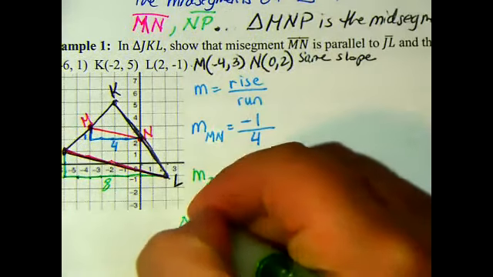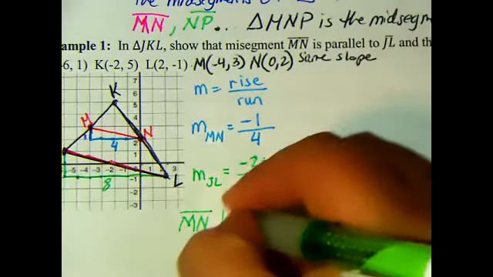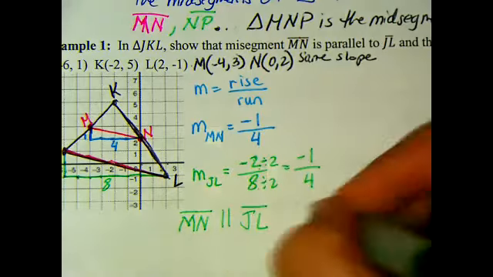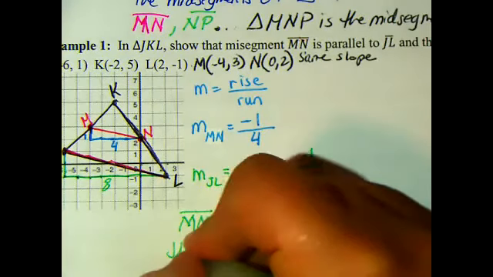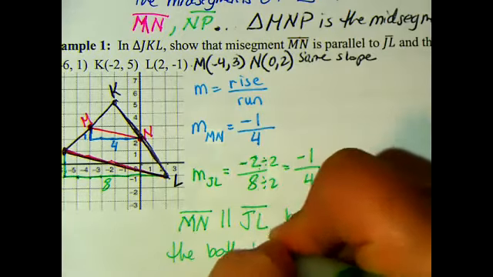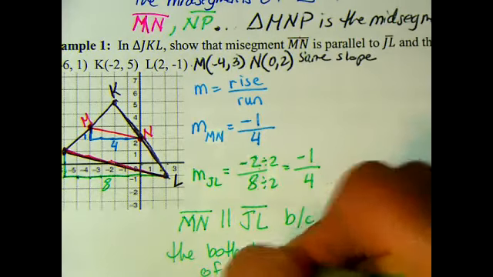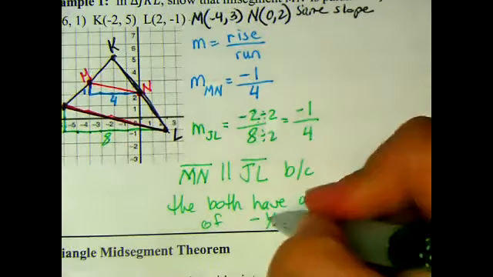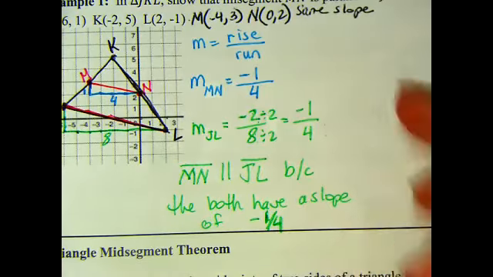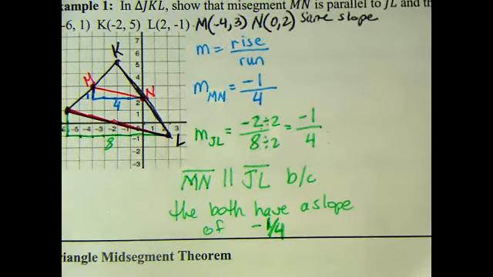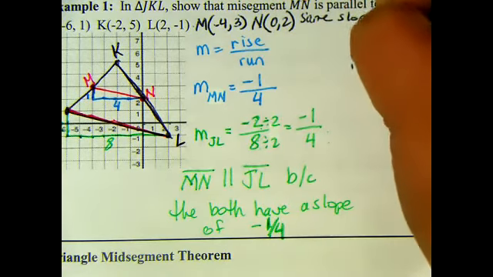So we can say that MN is parallel to JL because they both have a slope of -1/4. They both have a slope of -1/4. Okay, there we go. We just showed that they're parallel because we showed that they both have the same slope. Next, we need to show the distance one.